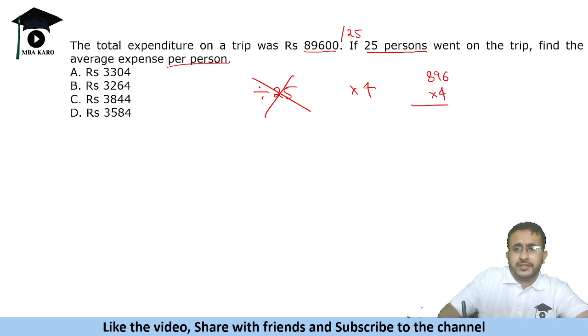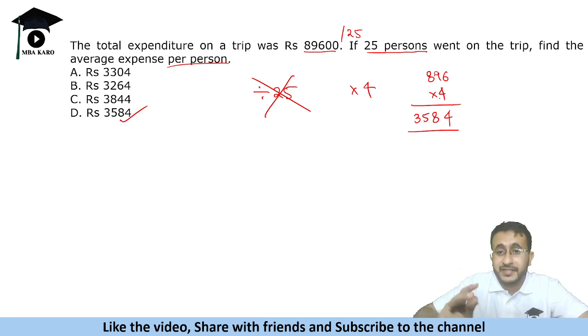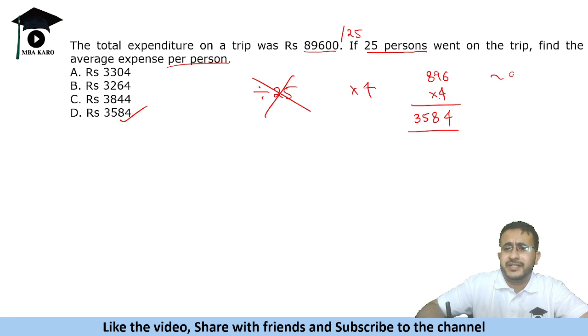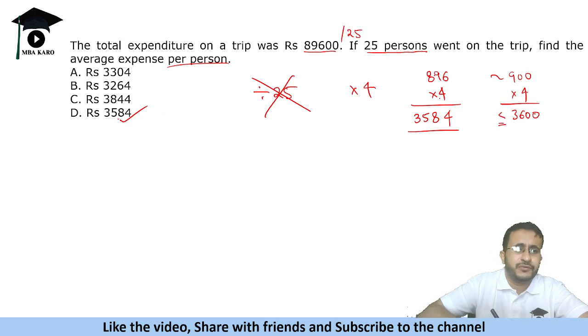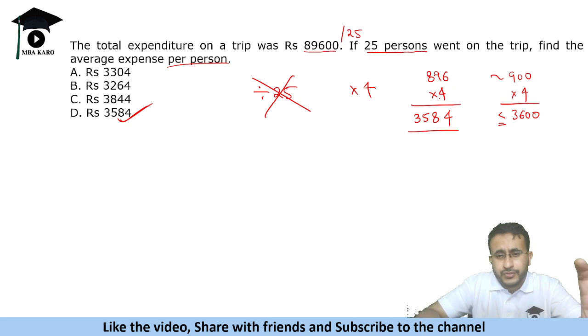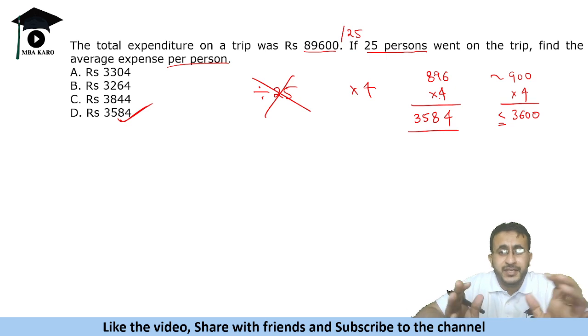Now again you can multiply all digits also, like 4 into 6 you will get 24, 2 carries, 36 plus 2 is 38, 3 carries, 35, 3584. Okay, that you can do. Second thing to think like this is approximately 900. 900 into 4 is 3600, right? So 3600 से थोड़ा सा less value check कर लो. Only one option is there. Okay, so this is how you can do the calculations very fast. If at the last stage you have to divide 89600 by 25, instead of dividing by 25, you would be multiplying by 4.